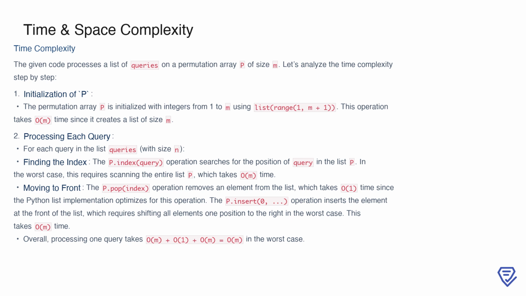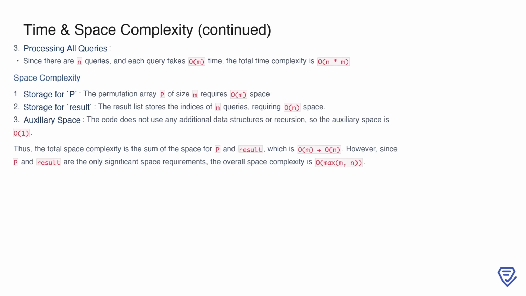Finally, the p.insert(0) operation moves the element to the front of the list. This insertion requires shifting all elements to the right, which takes O(m) in the worst case. Adding these together, processing a single query involves O(m) for the search, O(1) for the removal, and O(m) for the insertion, resulting in a total of O(m) for one query in the worst case. Now, if we consider processing all n queries, each taking O(m) time, the overall time complexity becomes O(n*m).